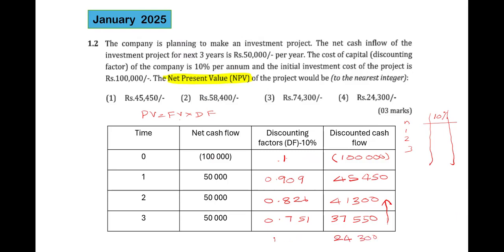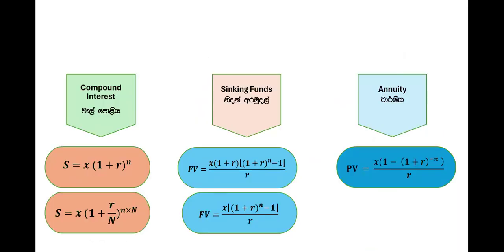This is called net present value, NPV. The question is, what would be the net present value of the project? What should be the answer? The fourth one, 24,300. Right. Now, go to the next.